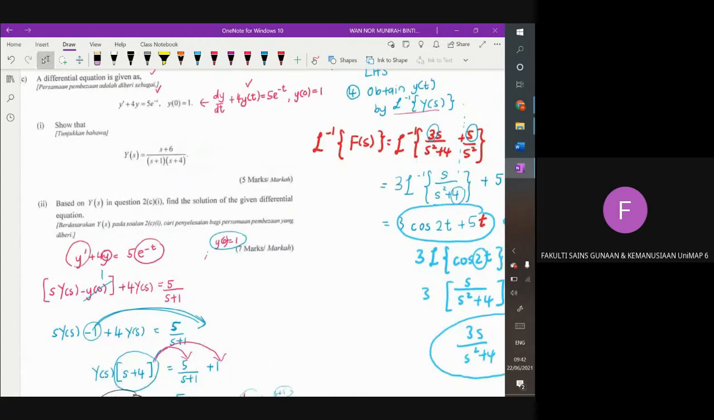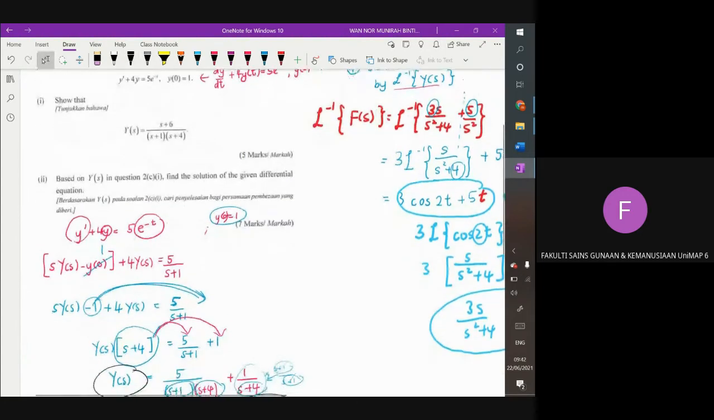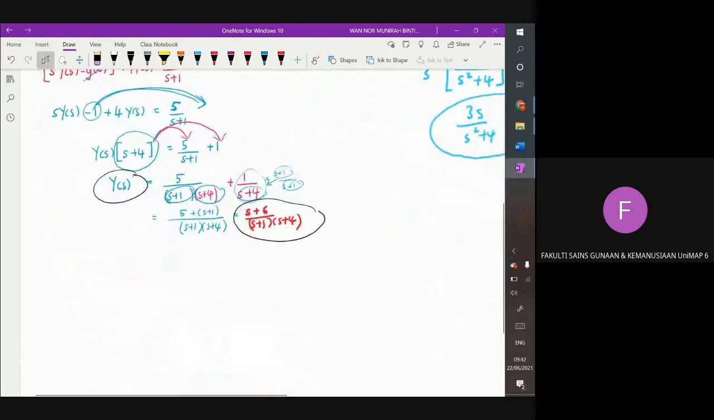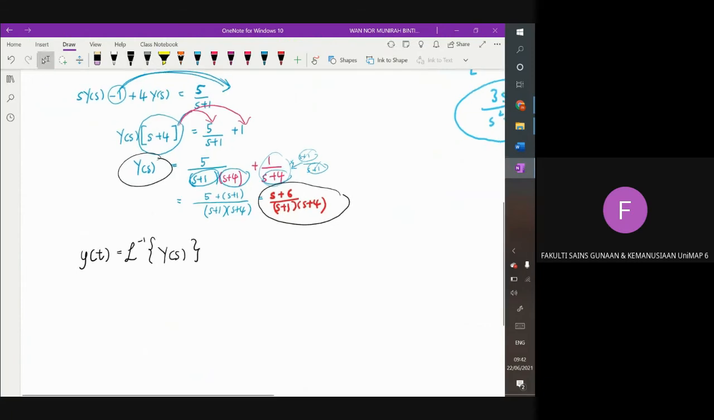Based on Y(s) obtained previously in part 1, find the solution. The solution is y(t). Just write down your solution is y(t). So how to get y(t)? Apply the knowledge of taking the Laplace inverse of Y(s). That is how we play around with the Laplace transform and inverse of Laplace transform.